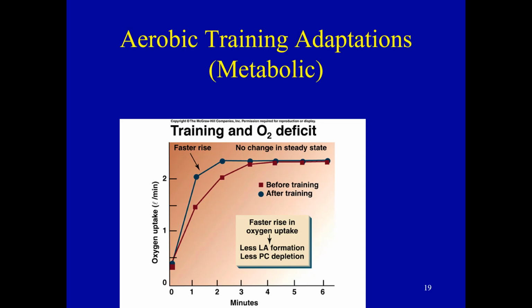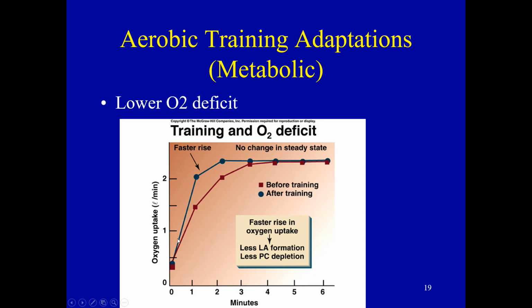Now we're going to discuss some of the metabolic adaptations to chronic aerobic training. So this graph is showing you the oxygen deficit that we discussed earlier in the semester. And it compares pre-training to post-training, so after a period of training of probably a few months. Before training, you get this nice increase in oxygen consumption at the onset of exercise, and then you reach that steady state that we talked about earlier.